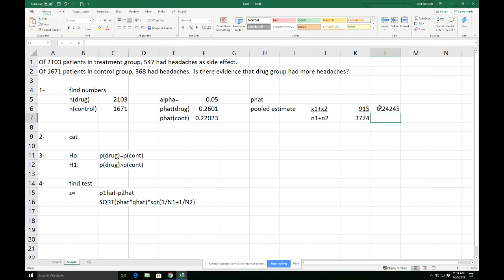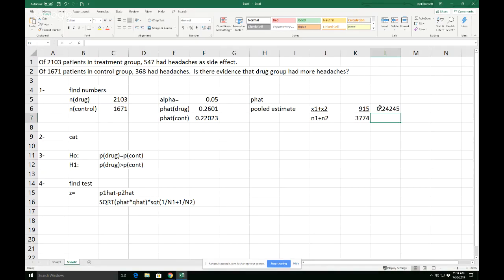P hat in this case equals x1 plus x2 over n1 plus n2. That's an important addition that I didn't write on the board, and this is what we call the pooled estimate.